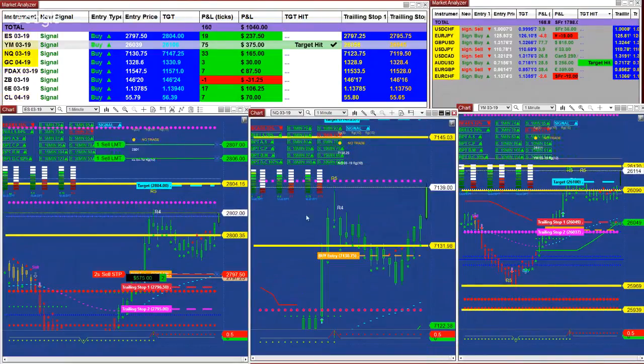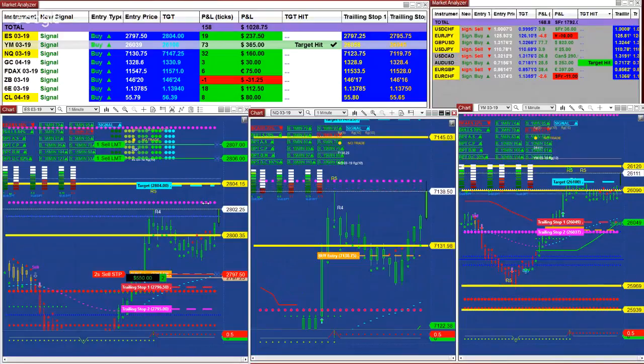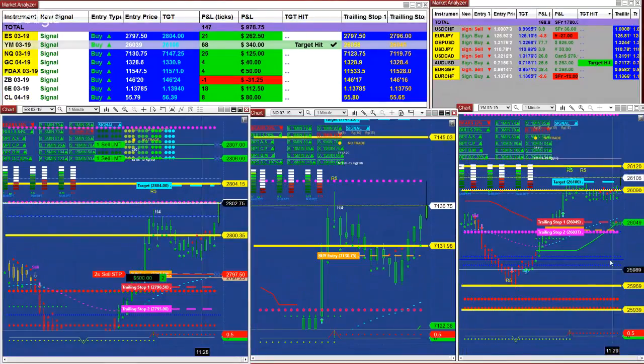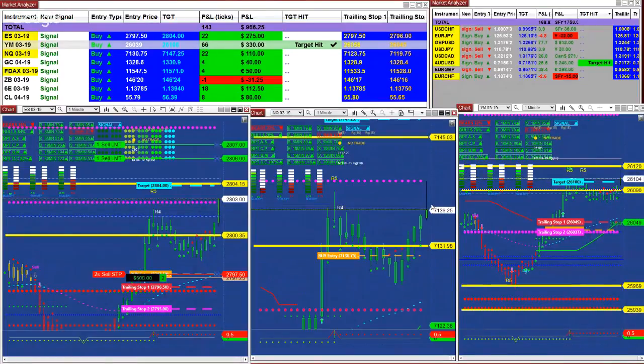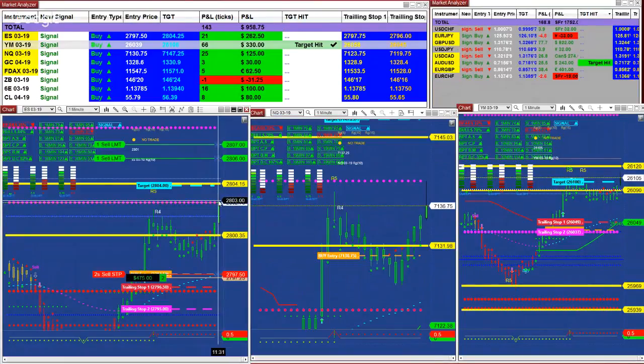The reason we are closing this one early is because we have the ES problem right there again. And as you see, you maximize your profit on the NASDAQ exactly where we said, because I'm concerned about this one here.